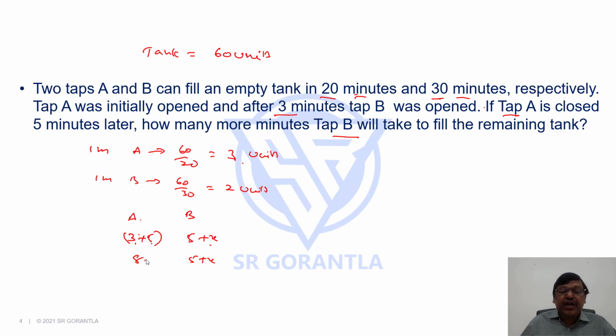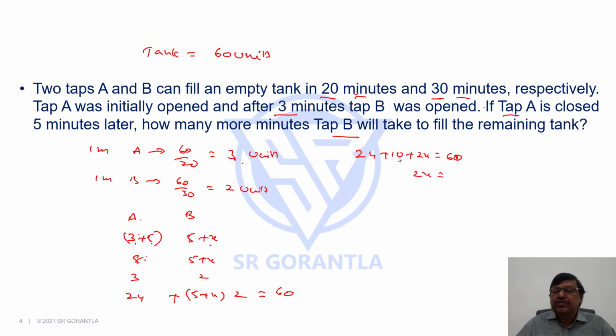For A, 8 minutes means 8 times 3, 24 units. For B, 1 minute work is 2, so 5 plus x minutes will be (5 plus x) into 2. The total work equals 60 units. If you simplify this, 24 plus 10 plus 2x equals 60. 2x equals 34 goes other side 26, or x equals 13.